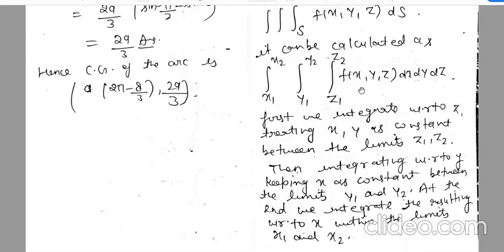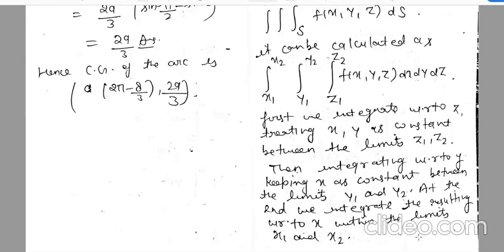All these limits can be variable, or no, only two limits can be variable, and all three limits can be constant here, right? But the last one, the outer limit, is always constant. So first, we integrate with respect to z, treating x and y as constant between the limits z1 and z2. Then we integrate with respect to y, keeping x as constant between the limits y1 and y2. And at the end, we integrate the resulting expression with respect to x within the limits x1 and x2.